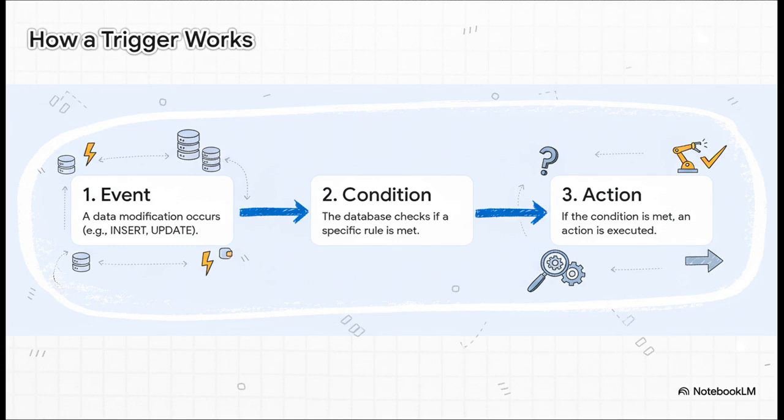The whole process works just like a line of dominoes. It's a perfect analogy. First, you've got the event, which pushes that first domino over. Someone inserts or updates a piece of data. Then you've got the condition, which is kind of like a checkpoint. Does this change meet a specific rule? And if it does, boom. The action is the final domino falling, executing a whole other command all on its own.